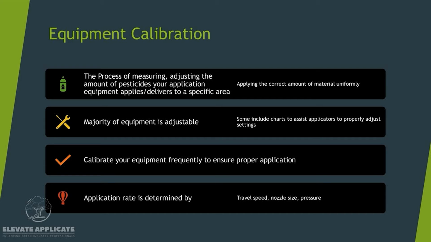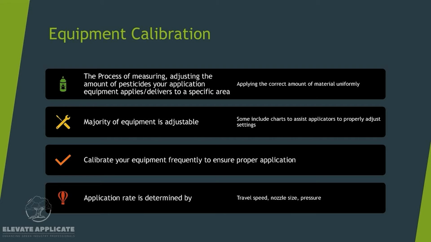So let's talk about equipment calibration. Calibration is the process of measuring and adjusting the amount of pesticide your application equipment applies or delivers to a specific area. You want to apply the correct amount and material uniformly. You don't want to have an excess amount on one side and not enough product on the other. That's how you're going to have a bad result.